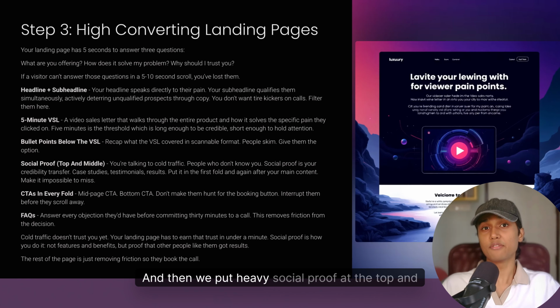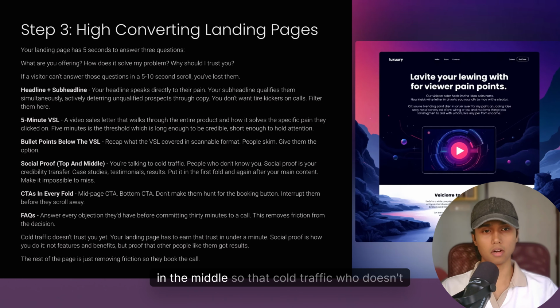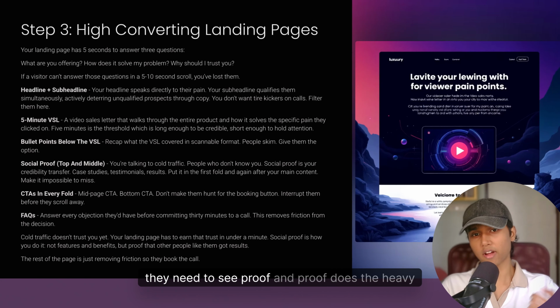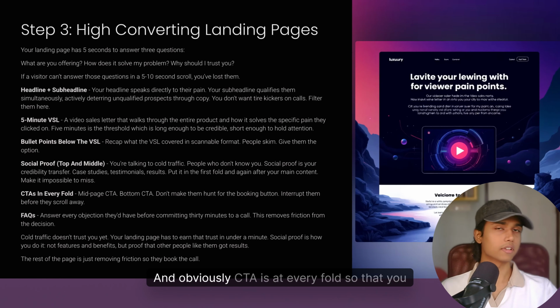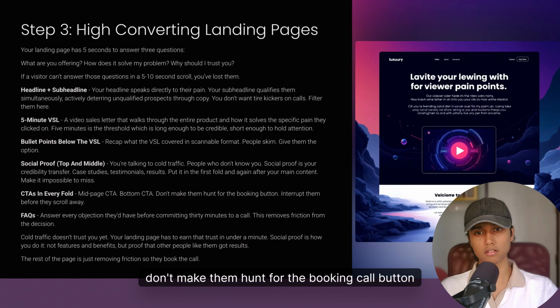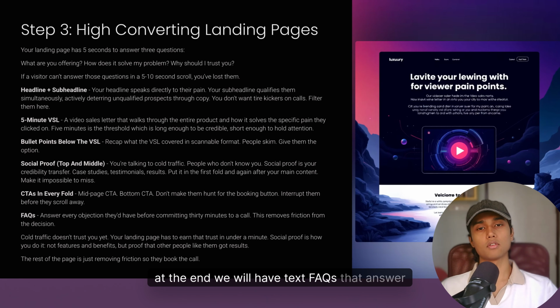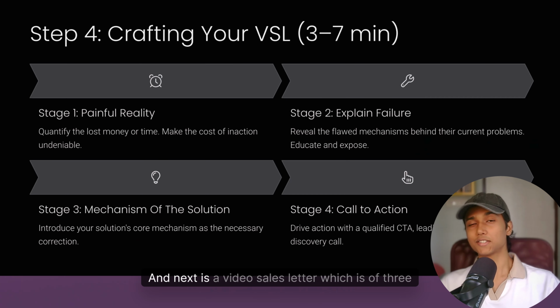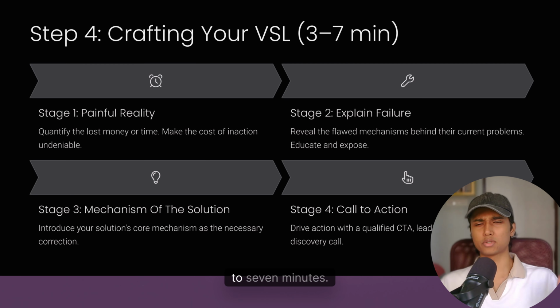And then we put heavy social proof at the top and in the middle, so that cold traffic who doesn't trust you yet, they need to see proof, and proof does the heavy lifting. And obviously CTAs at every fold, so that you don't make them hunt for the booking call button. At the end, we will have text FAQs that answer every objection that they would have before getting on a call. And next is a video sales letter, which is of 3 to 7 minutes.